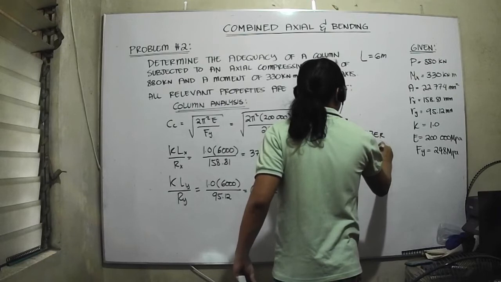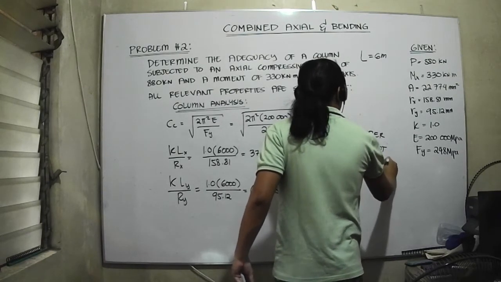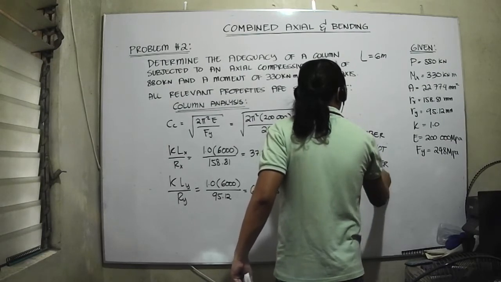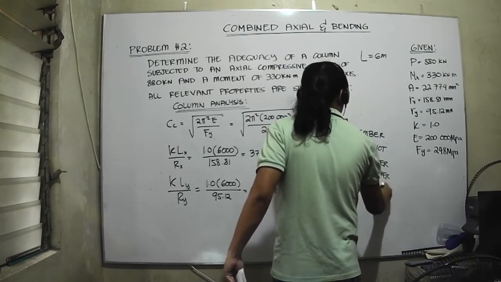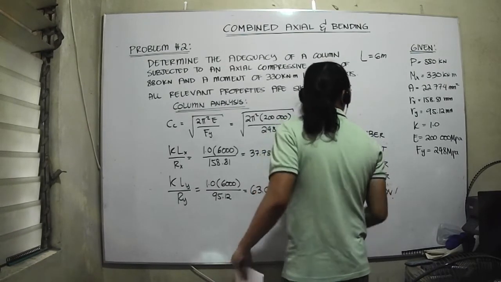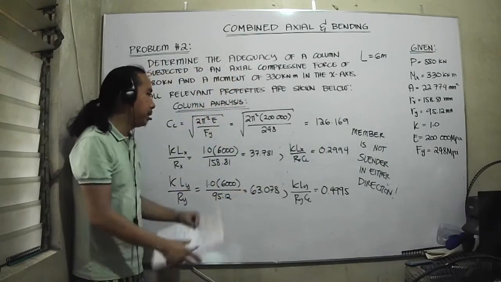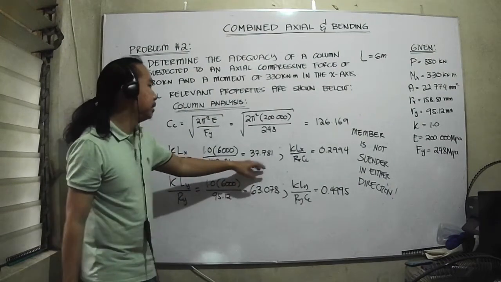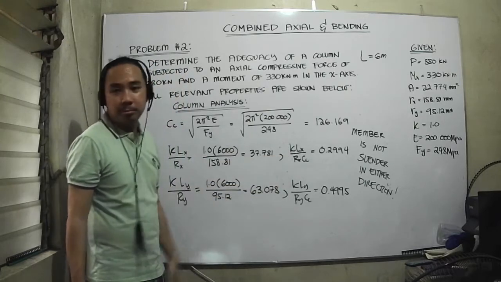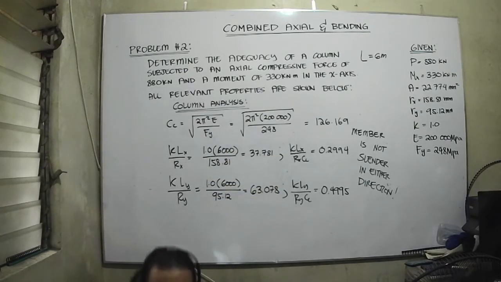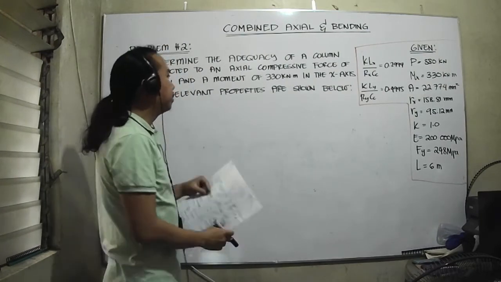Member is not slender in either direction. Okay, coming from the short X, it's not slender because the slenderness ratio is way below the CC. Okay, below siya, below. So that is cleared up a bit.